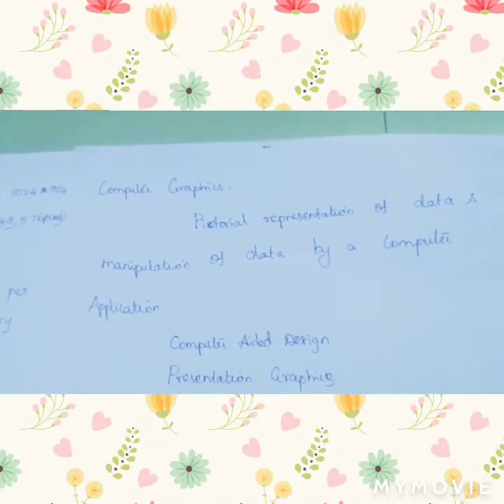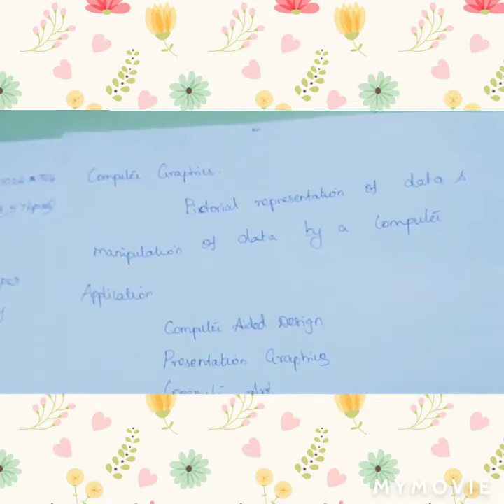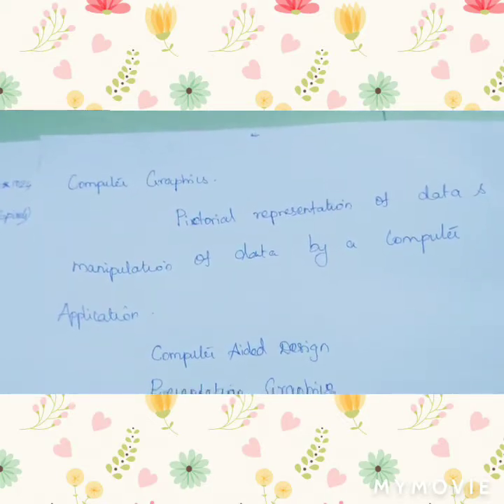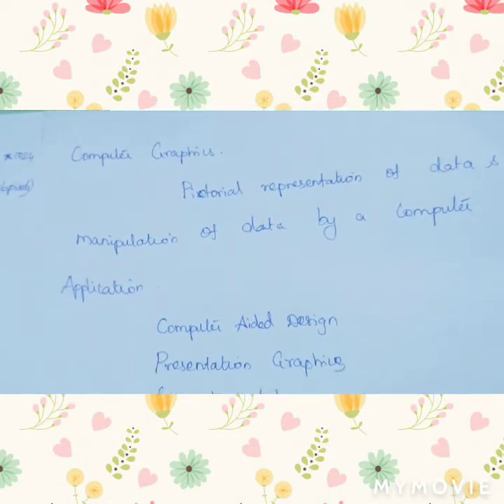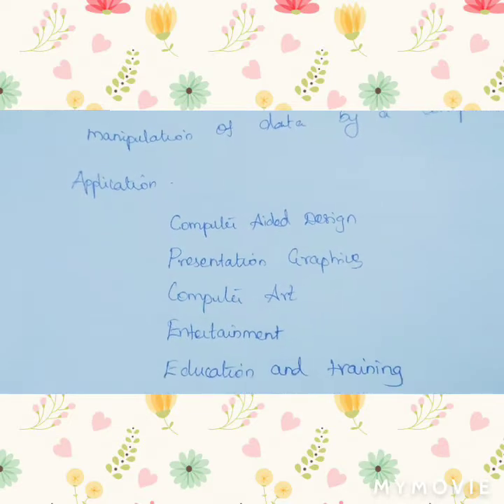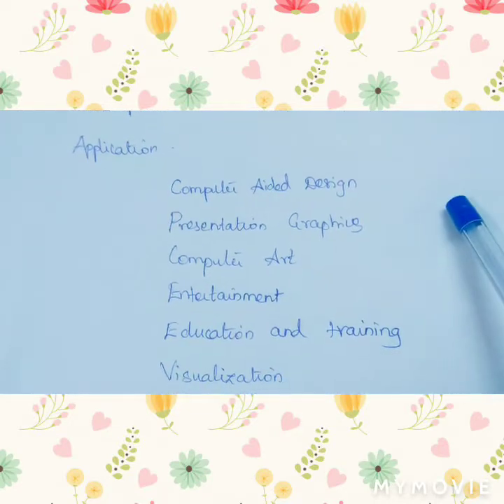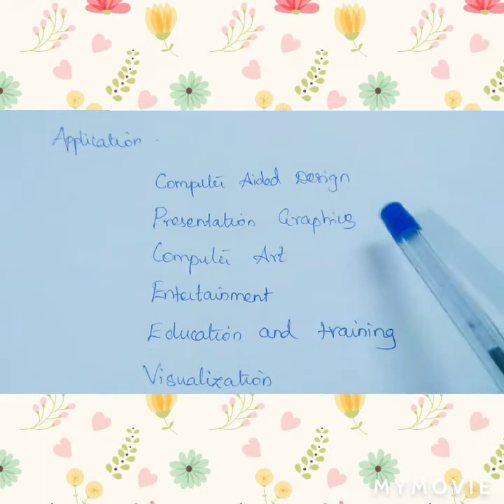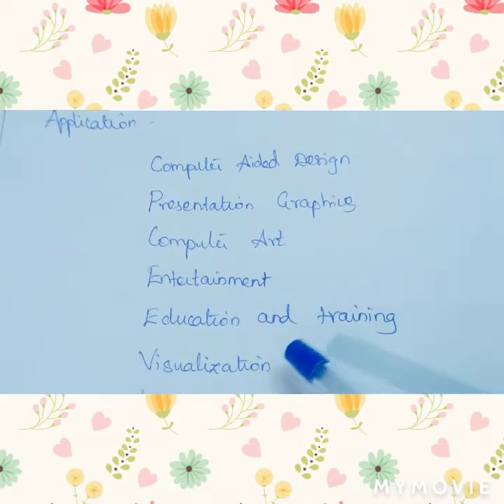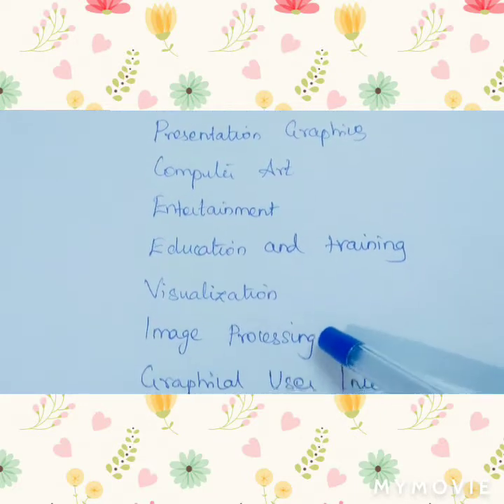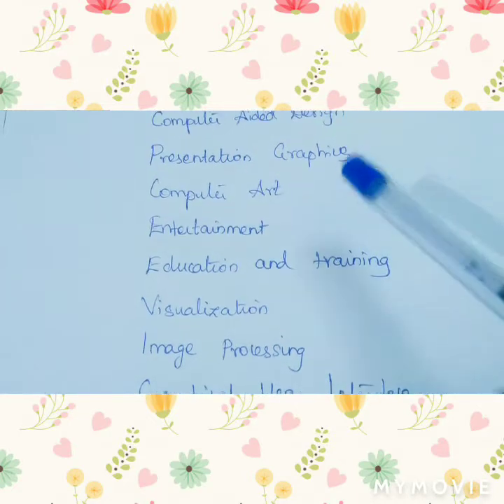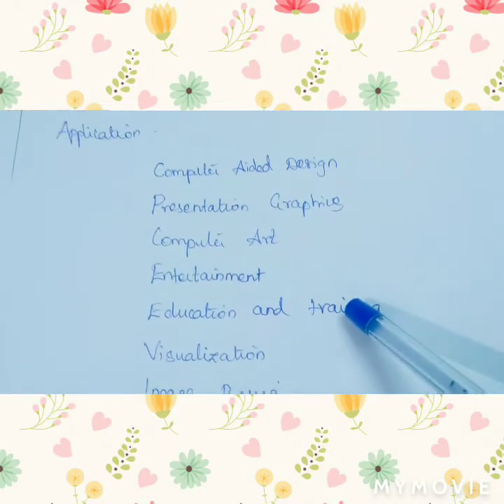What is meant by computer graphics? Computer graphics is pixel representation of data and manipulation of data by your computer. Right. So, what are the applications of computer graphics? So many areas are there: computer aided design, which is nothing but CAD, presentation graphics, computer art, entertainment, education and training, visualization, image processing, GUI, graphical user interface. All these areas are used in computer graphics, right?